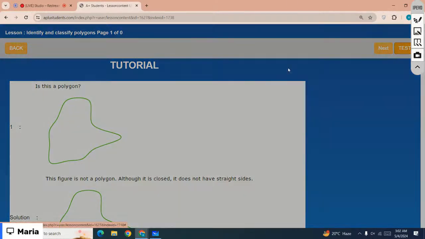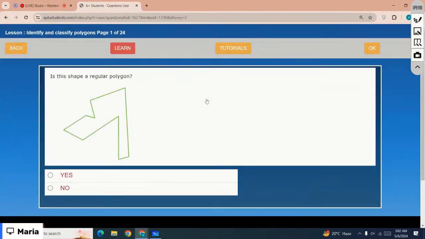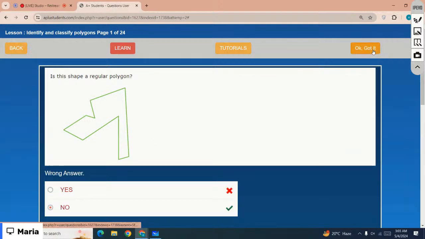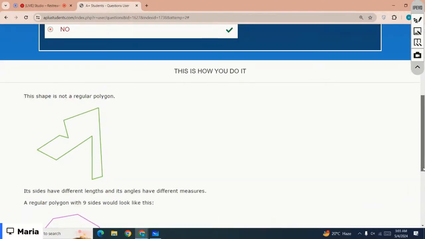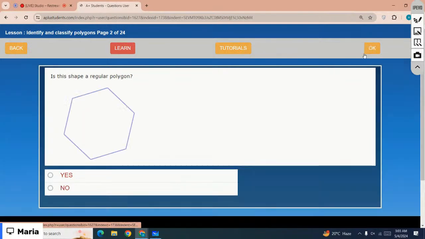Let's just start with the test questions. Is this shape a regular polygon? The correct option is yes, it is, right, because the shape has straight lines. It has sides of different lengths and different angles. The correct option is no. This isn't a polygon. Let's just move on to the next one.